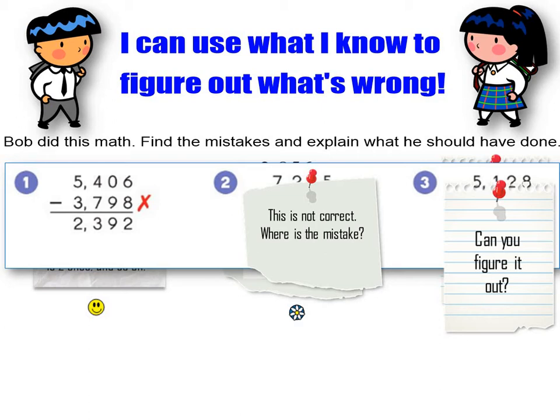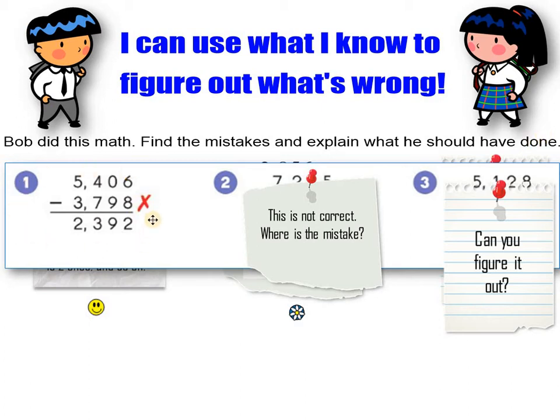Bob did this math. Oh, I should tell you, you should have your whiteboard with you because I think most of the work you can do on your whiteboard, and that way you can save paper. Bob did this math. Find the mistakes and explain what he should have done.